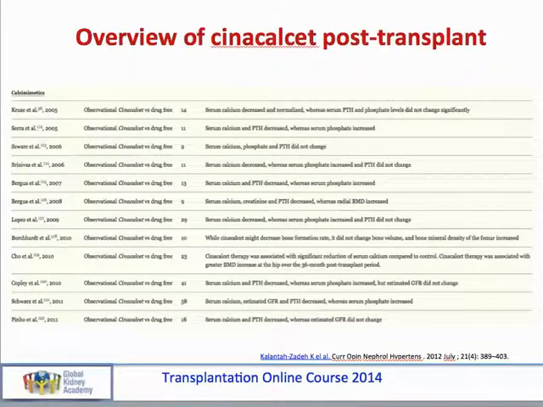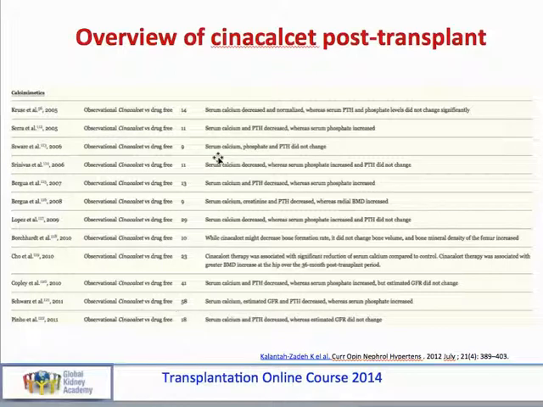So we've already said that parathyroid hormone is another problem, and hyperparathyroidism is another problem after transplantation. So what does cinacalcet do? Well, there are lots of very small studies you can see, small numbers of patients, 9s, 11s, 40, 50, which show that cinacalcet post-transplantation will reduce calcium, will reduce the serum PTH. Of course, by reducing the serum PTH, you will have less phosphaturia, so actually the serum phosphate is likely to increase rather than decrease.